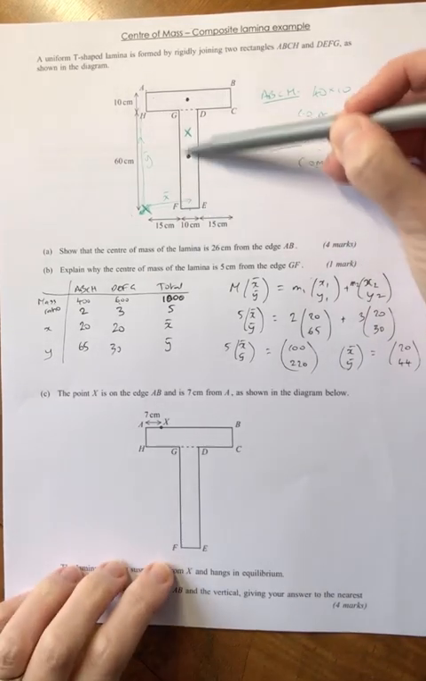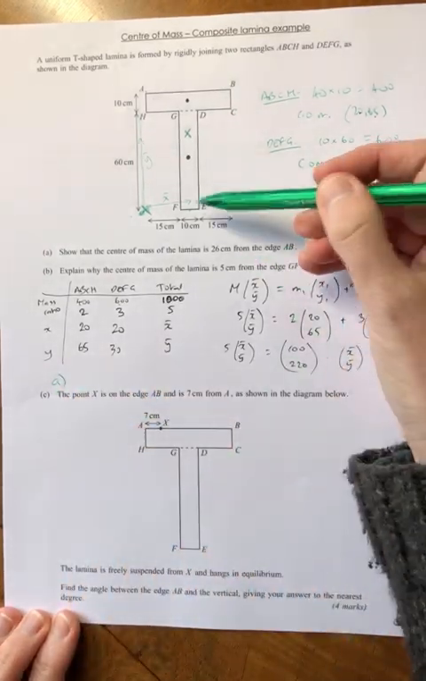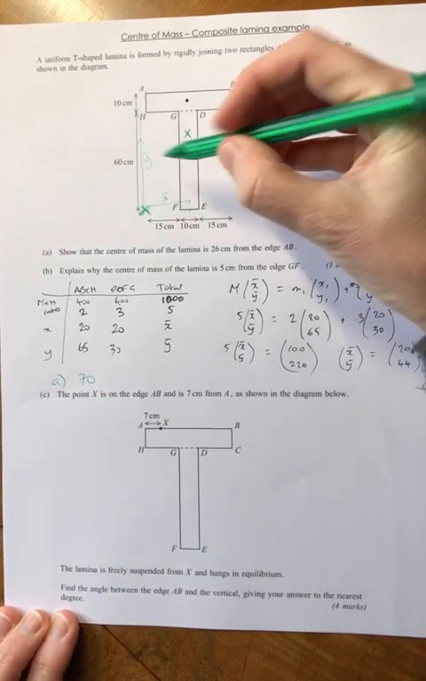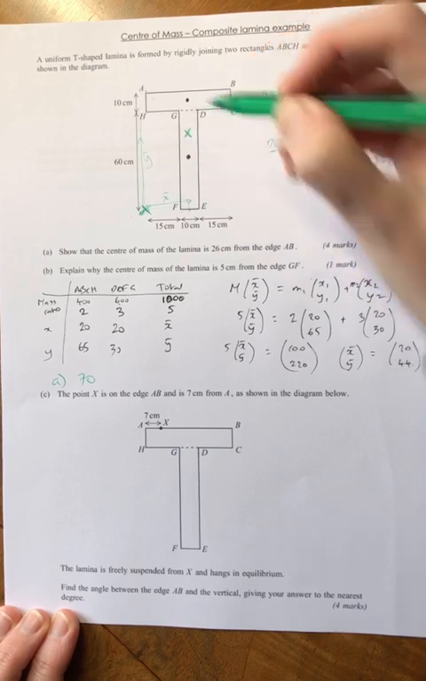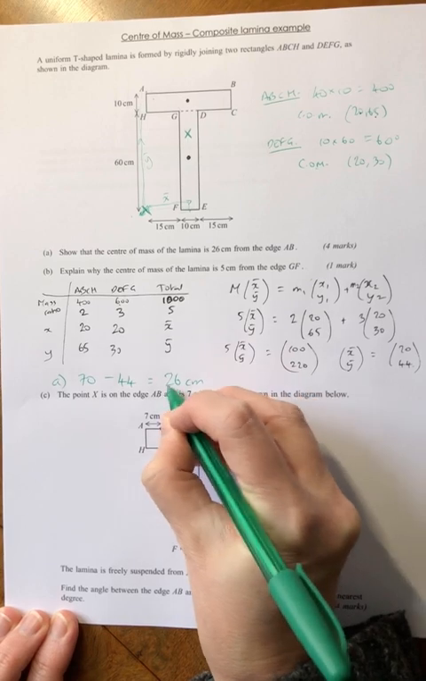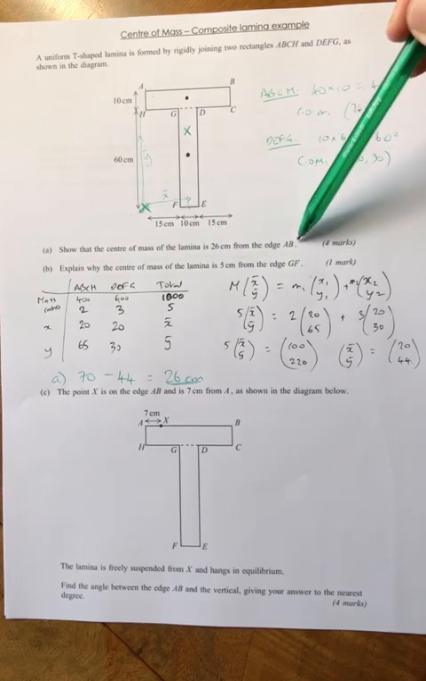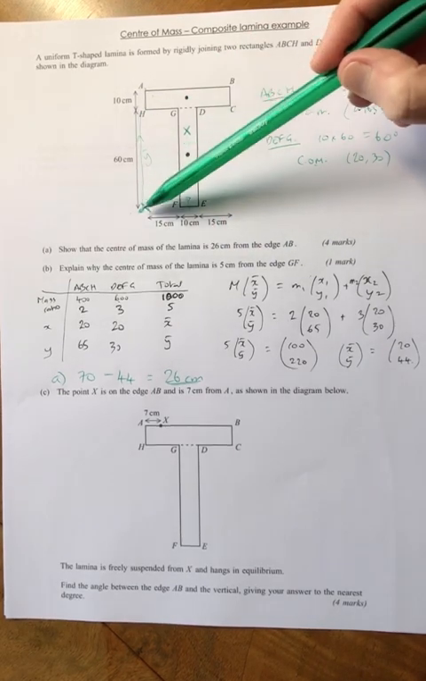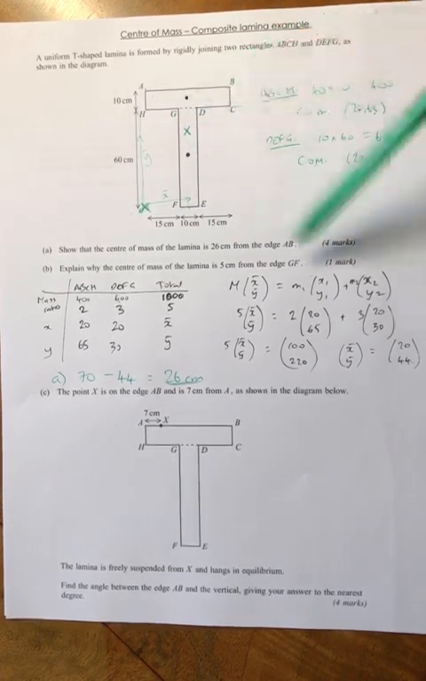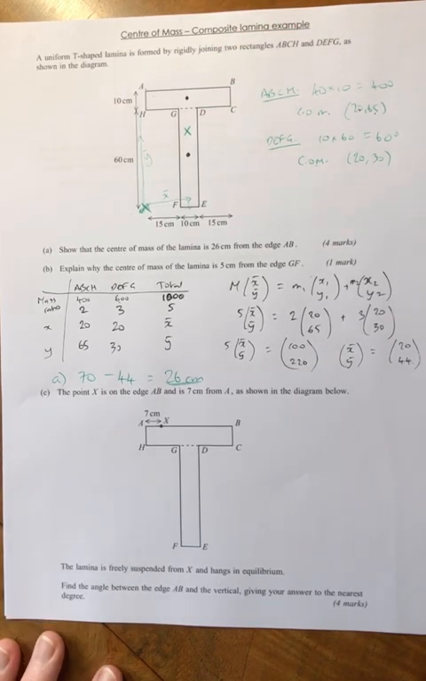Well, I know that the total distance there, so if I'm answering part A, the total distance up to AB is 70. I've worked out that the centre of mass in the y direction is 44 from there to there. So 70 minus 44 is equal to 26 centimetres. And I just went ahead and did it from there anyway. I think even if I'd properly registered that it was AB, I'd probably still go from that bottom left anyway. Do the same every time, and then just look at what it's asking, look at the specific length, and then you can add or subtract as necessary.